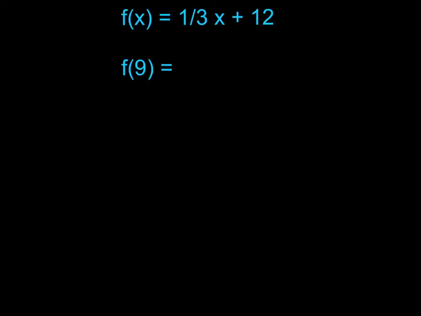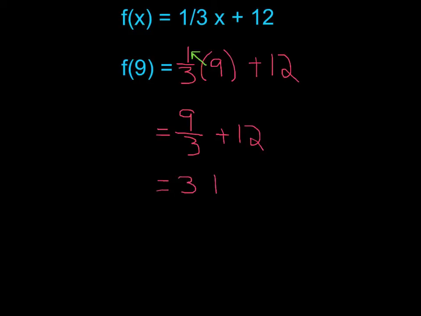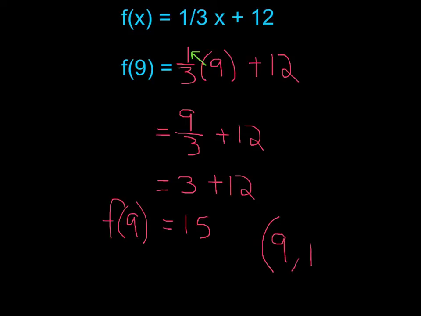Alright, f of x equals 1/3 x plus 12. Find f of 9. So 1/3 times 9 plus 12. When you multiply an integer times a fraction, you multiply it to the numerator, 9 times 1. So we have 9 over 3 plus 12. 9 divided by 3 is 3, and 3 plus 12 is 15. So f of 9 equals 15, and always go back and think which number represents your x and which one represents your y. 9 is the input, 15 is the output. So we have x and then y.